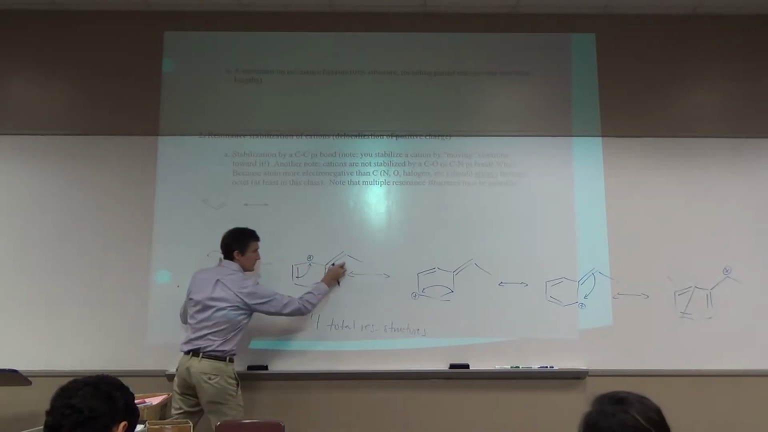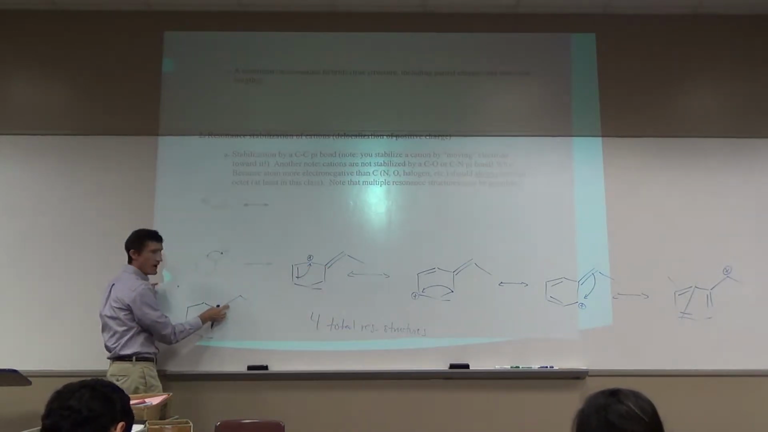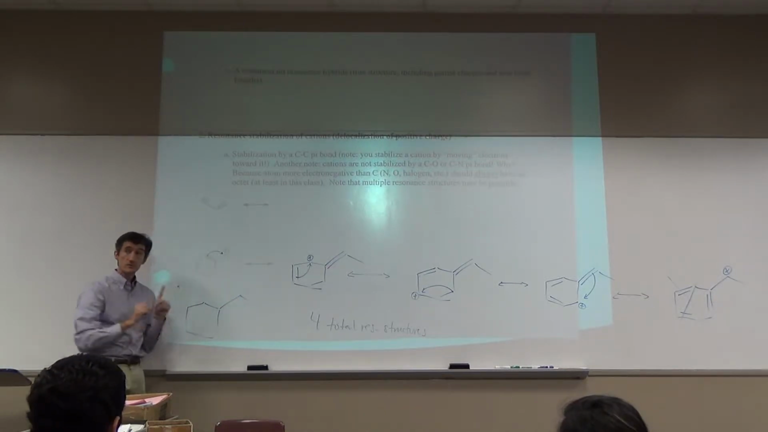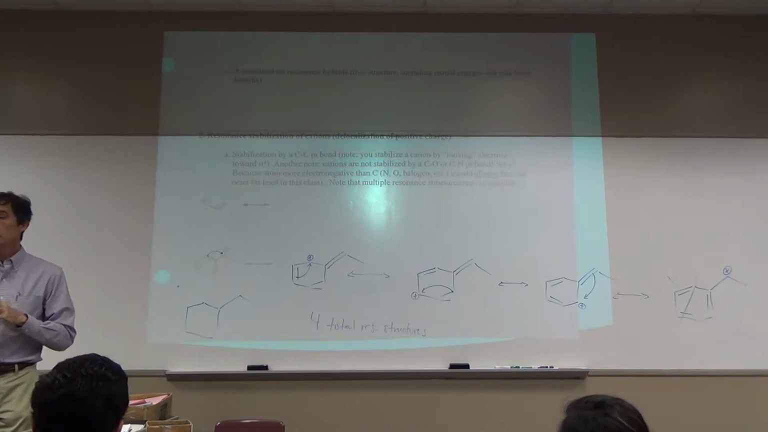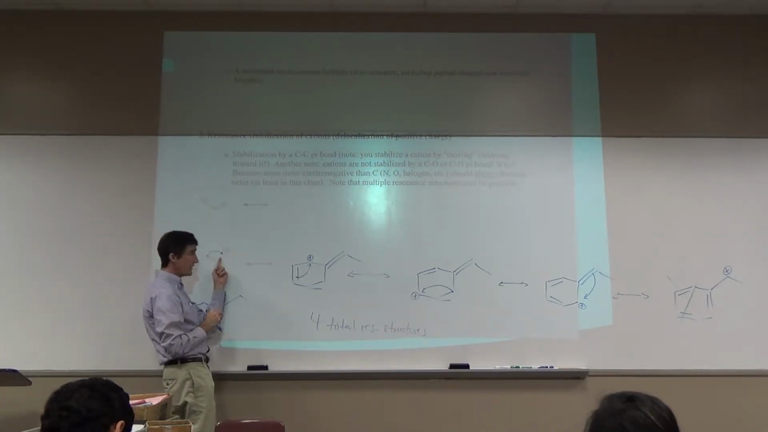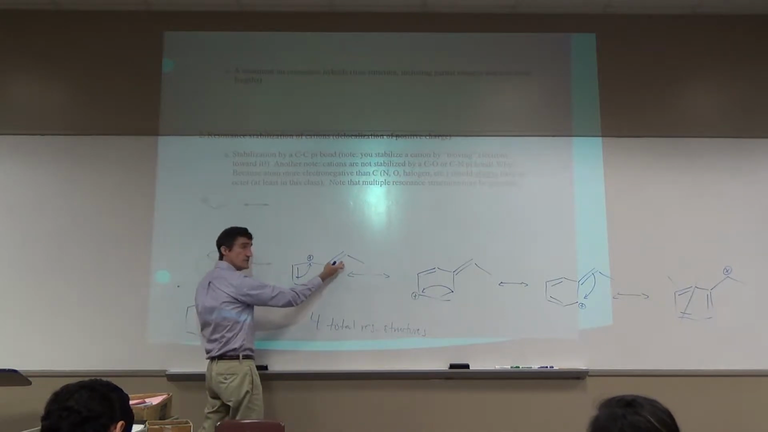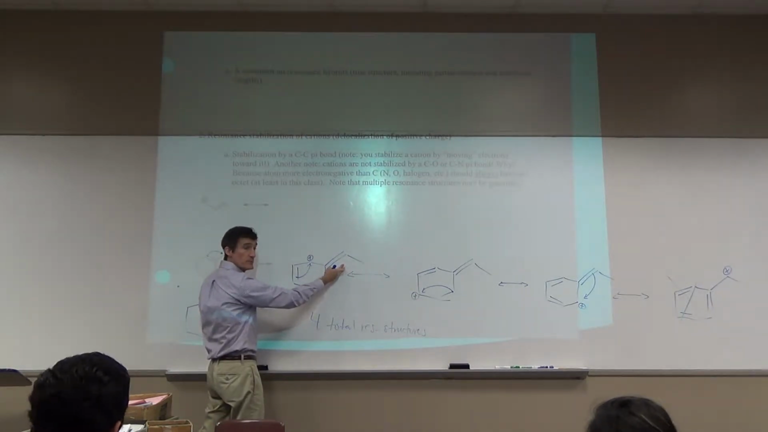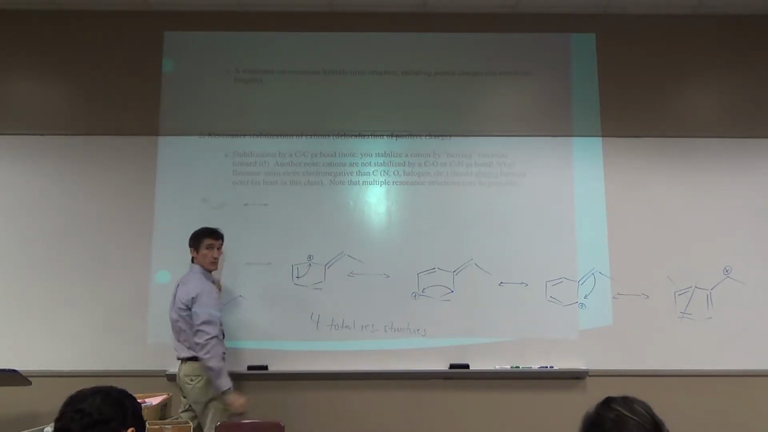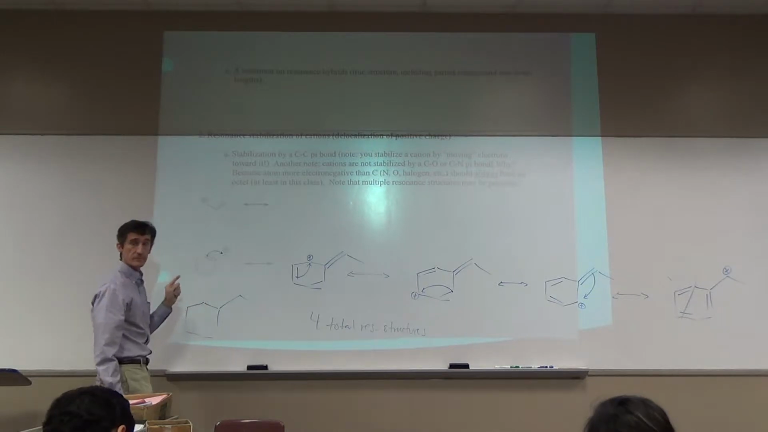Single bond, but it's got double bond character. So what's the bond order between here and here? Somewhere between 1 and 2. It's 1 there, but it's 2 here. What's the average of 1 and 2? Somewhere in between. Is it exactly in between, or is it closer to double bond character? It's actually closer to double bond character.